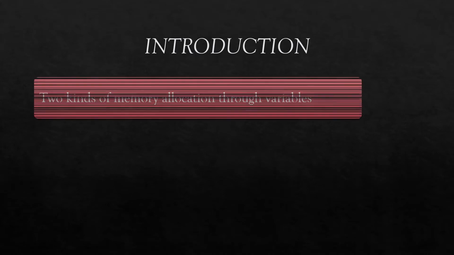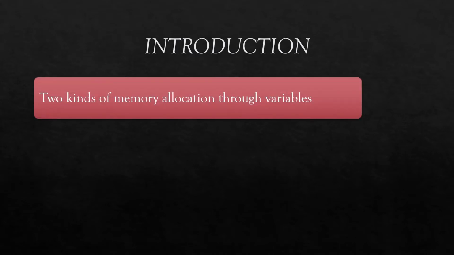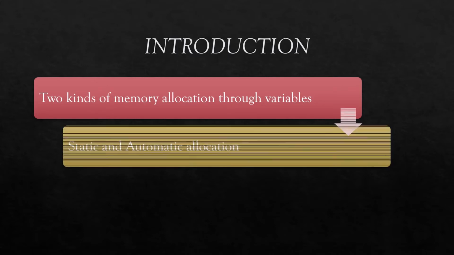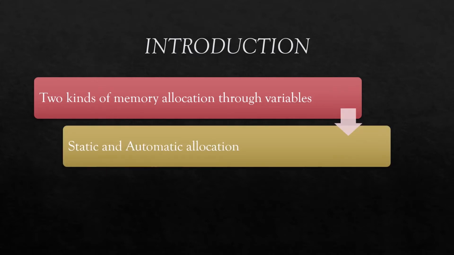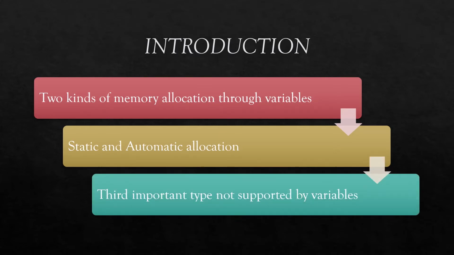C, the language, supports two kinds of memory allocation through variables. One is static and the other is automatic allocation. But there's a third type of memory allocation that is not supported by variables, and that is what is referred to as dynamic allocation. Now, before we get into our discussion on dynamic allocation, let's first understand static and automatic allocation.